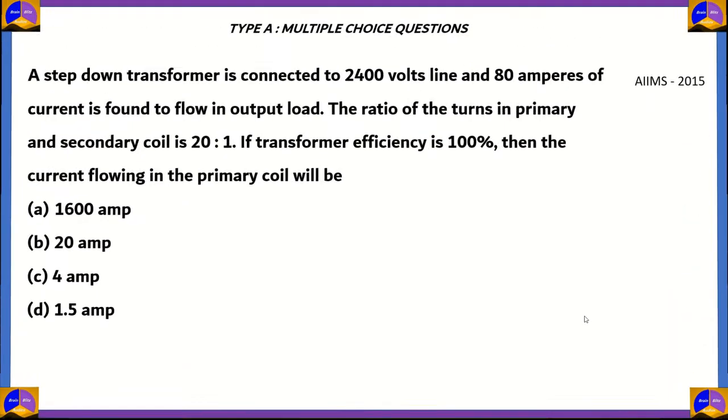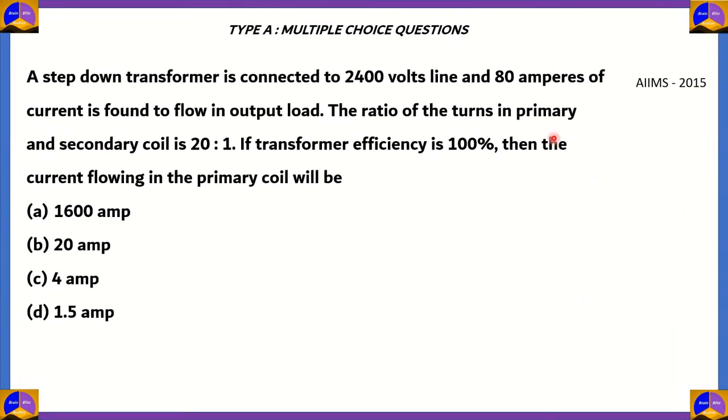Let's begin with our very first important question, asked in AIIMS 2015. A step-down transformer is connected to 2400 volts line and 80 amperes of current is found to flow in output load. The ratio of the turns in primary and secondary coil is 20:1. If transformer efficiency is 100%, then the current flowing in the primary coil will be.